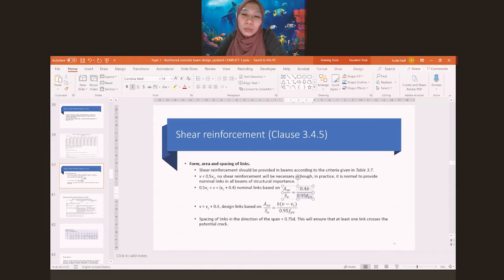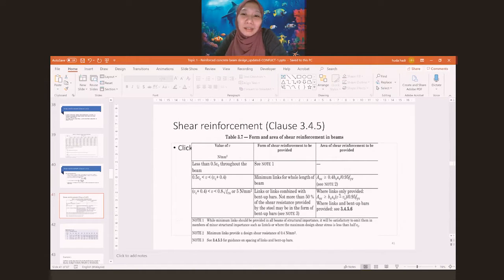I letak kat sini 0.87. It is actually 0.97. 0.87 tu yang lama punya. So I tak edit tau. So I ajar you pakai formula lama. So actually formula yang dekat dalam table ni, okay, sebenarnya betul.